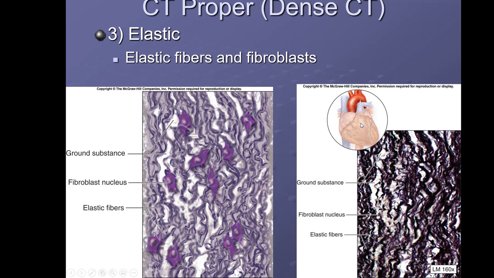So when blood comes out of the left side of the heart, it goes into the aorta, and you need it to stretch a little bit so it doesn't get damaged. So we have elastic connective tissue there. And so dark wavy lines is a good way to describe what this looks like.